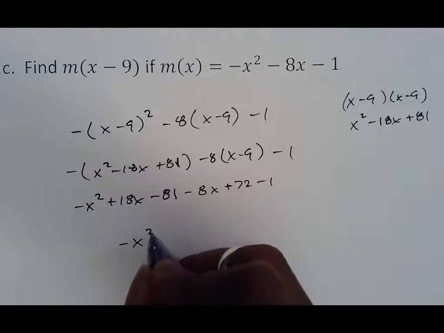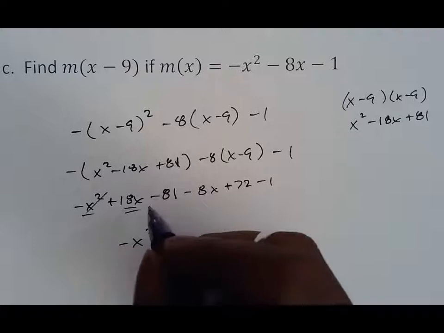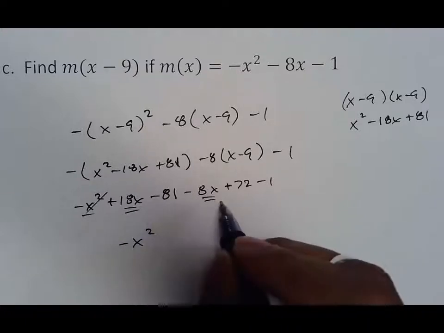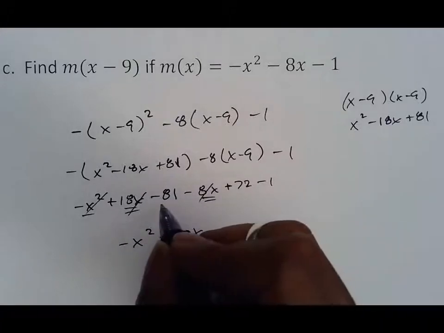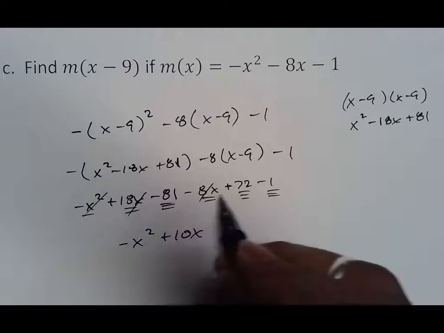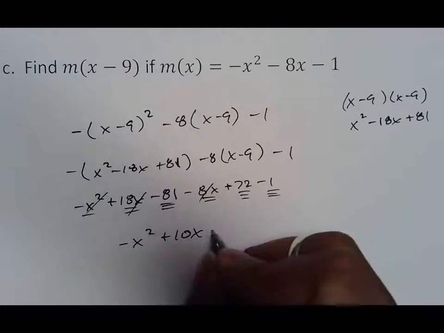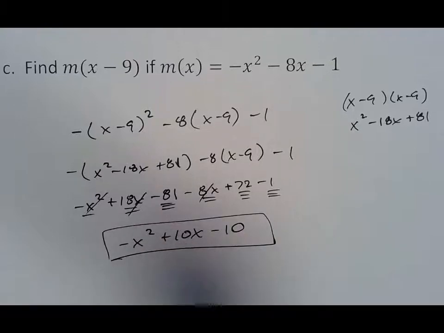Negative x squared is gone. X, that is plus 10, gone. 81, 72, 1. This makes 82, or negative 82, and plus 72, which means minus 10. There you go. And that's the first portion, by the way.